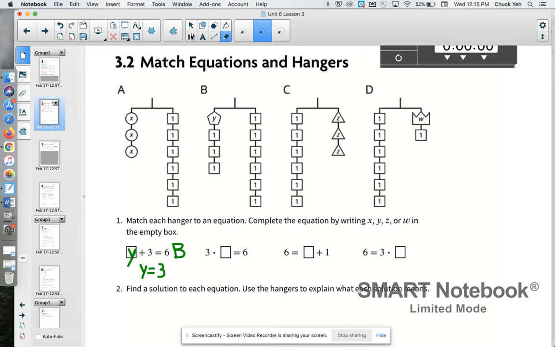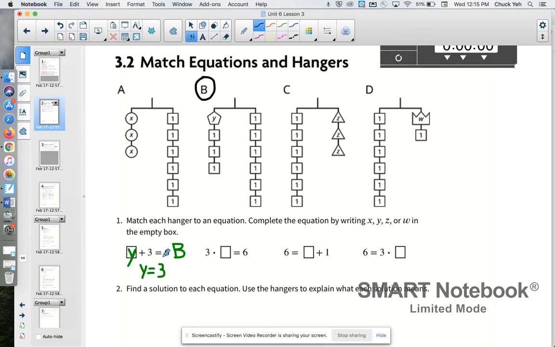I know that it's hanger B, so I put B here because this is y plus 3 equals 6. Y plus 3 equals 6. And then I'm going to find the solution. So we're going to mix 1 and 2 together. Y plus 3 equals 6, excuse me. So y equals 3 because isn't 3 plus 3 equals 6?